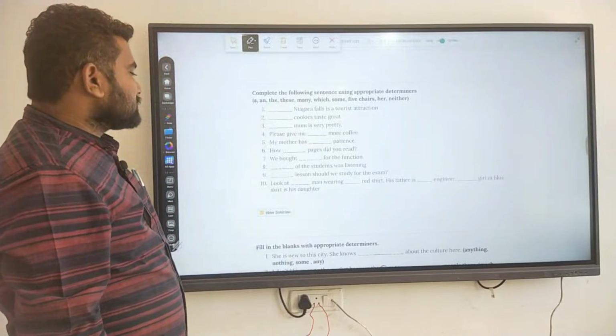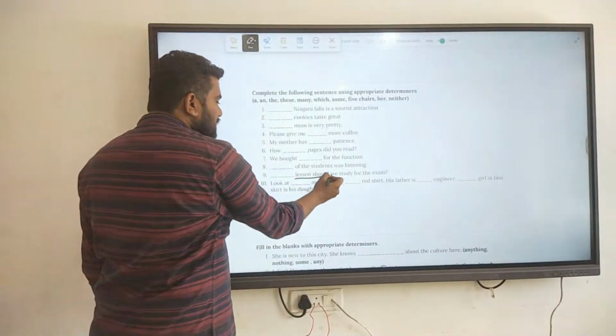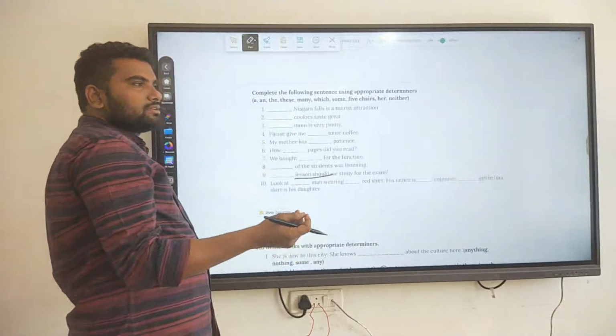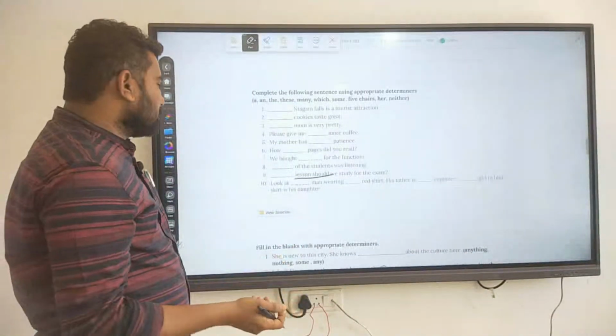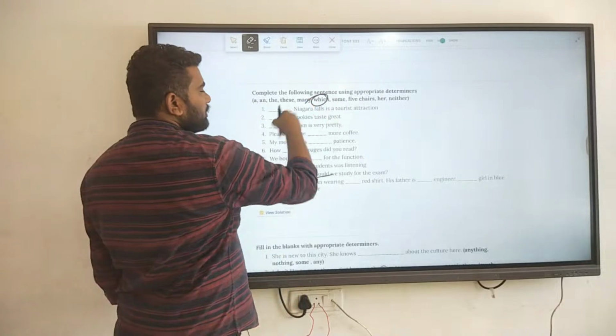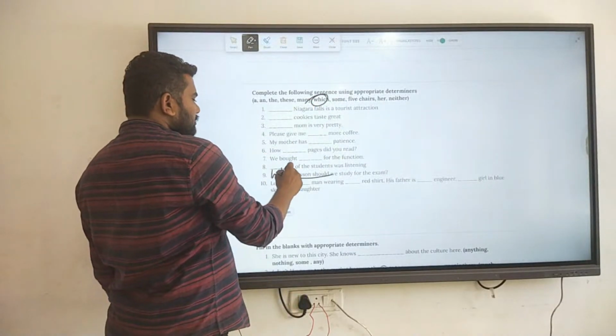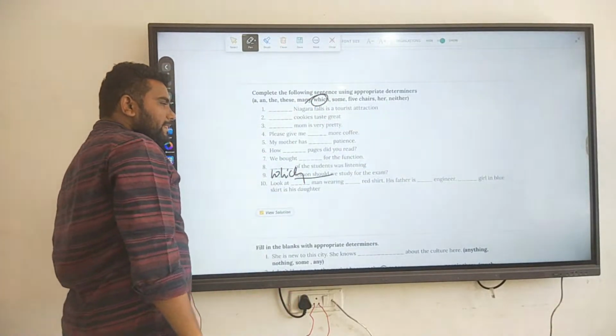Next, dash lesson should we study for the exam. Lesson means what again? Choosing. It's like nothing but choosing. Which lesson? So which is used for choosing. So what is the answer here? Which lesson should we study for the exam?